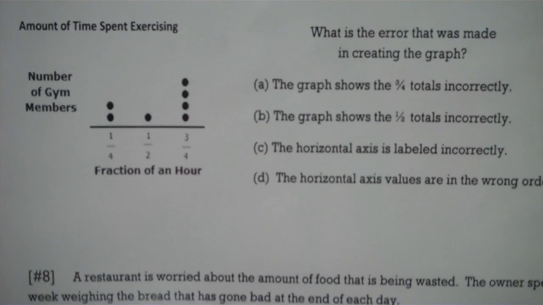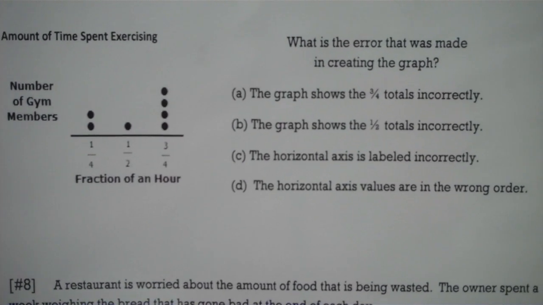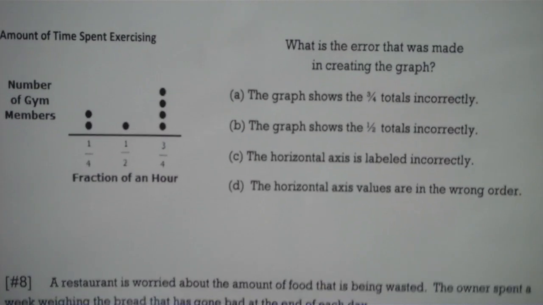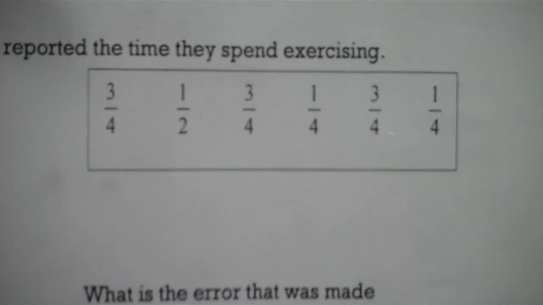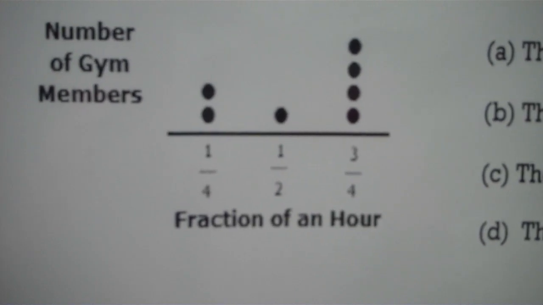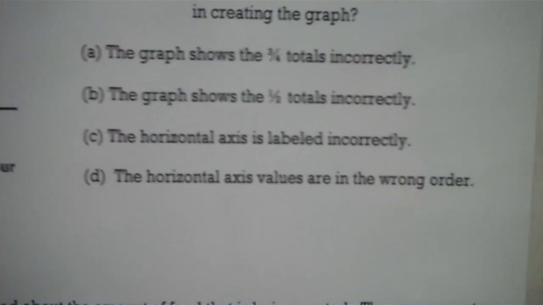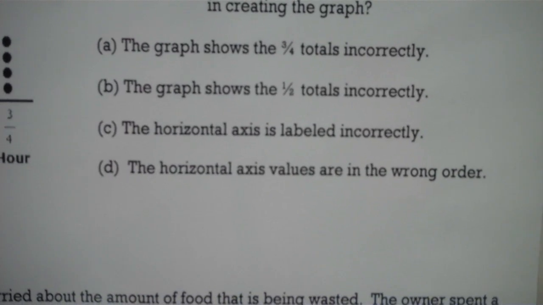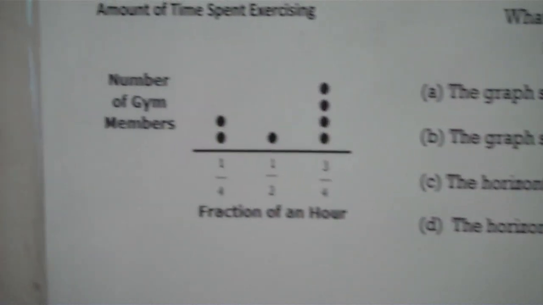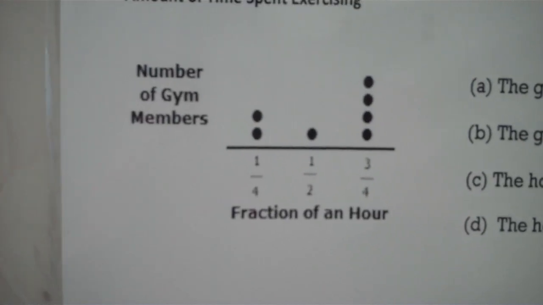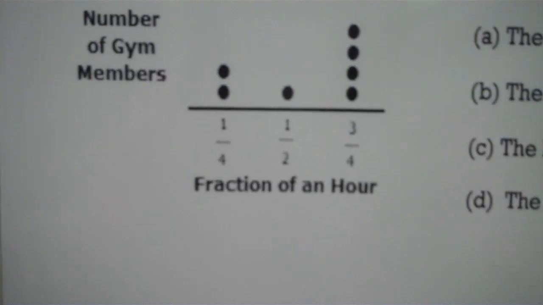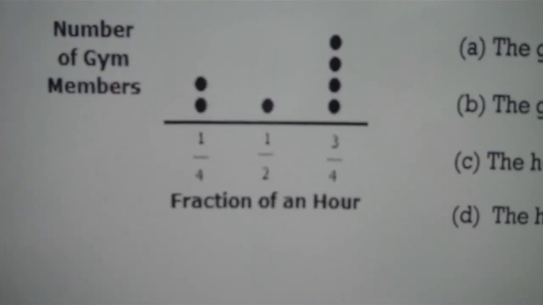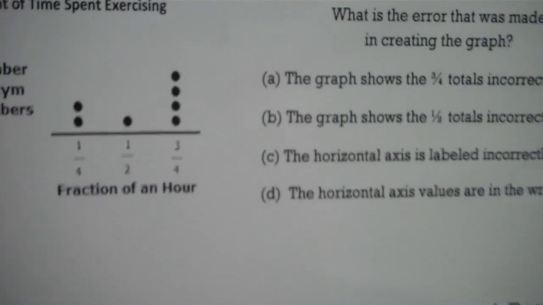But let's just double check, which is always a good strategy when you're taking an assessment with multiple answer choices, that you look at all of them. Is the half total correct? In my data, I only have 1/2. That is correct. The horizontal axis, remember horizontal lays side to side. Fraction of an hour, is that true? Fraction of an hour, that is true. So that's good. And the horizontal axis values are in the wrong order: 1/4, 1/2, which is really 2/4, and then 3/4. So that's correct too. So your answer for number 7 would be A.